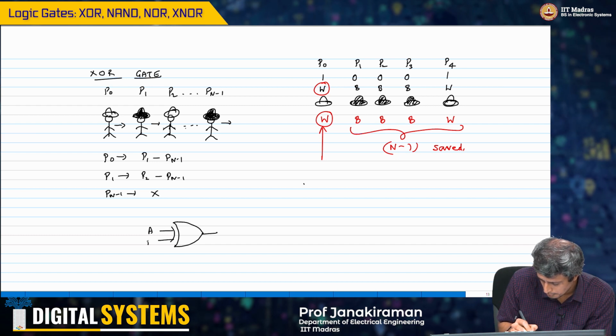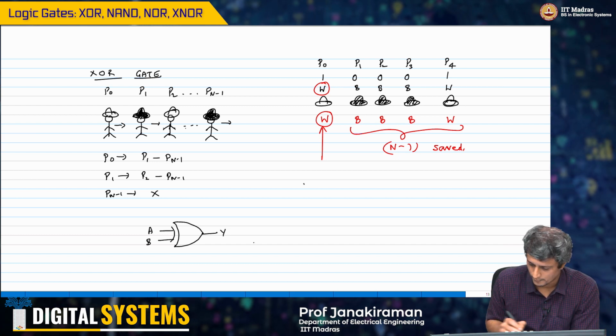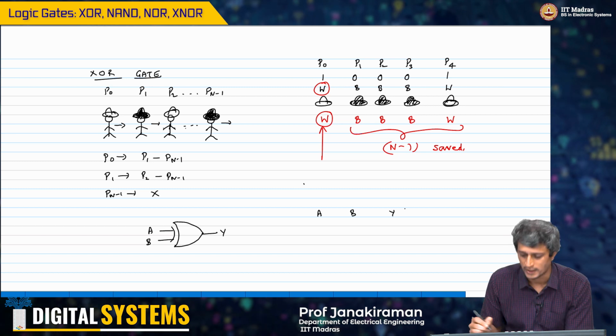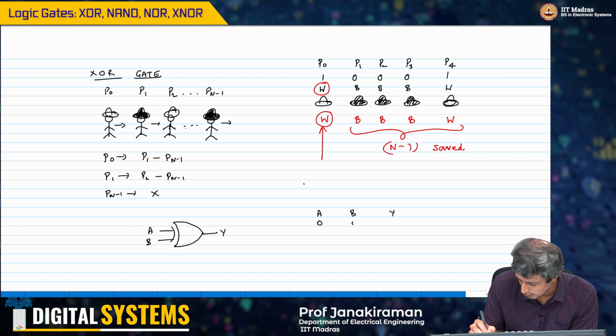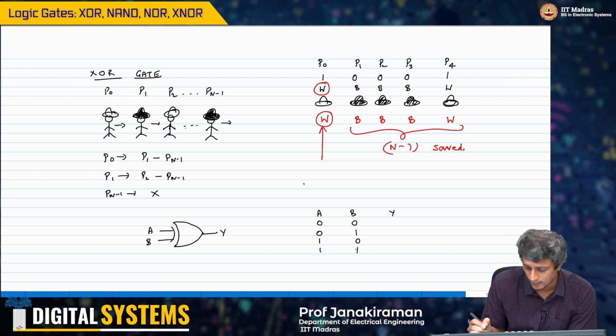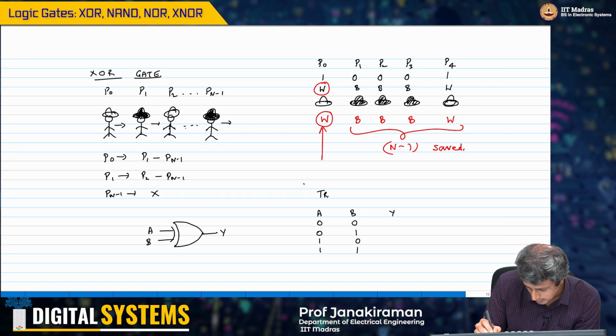Okay, A, B, and Y. So I'll say 0, 0, 0, 1. As usual, 2 power n combinations. N is 2 here, A and B. 1, 0, 1, 1. Okay, so this is the truth table.